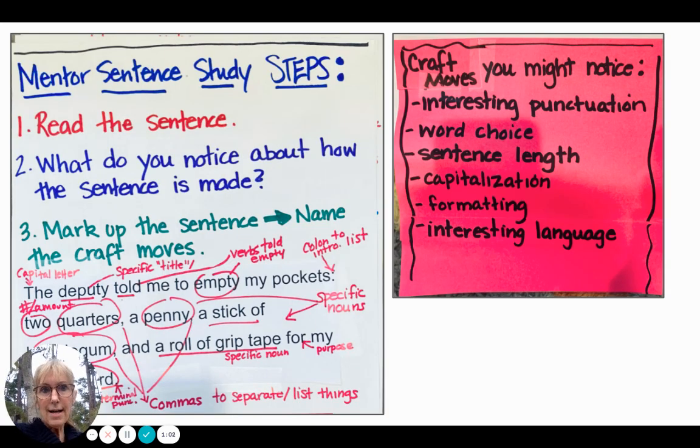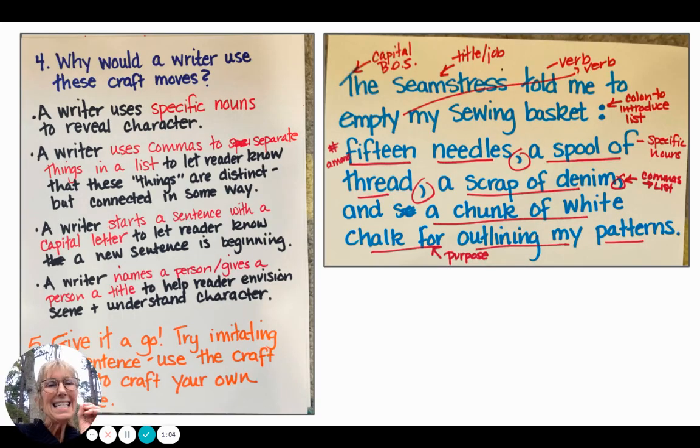And once you mark it up and notice those craft moves, the next step, which is really important, is to jot down author's purpose. Why did they use these craft moves? So, for example, a writer uses specific nouns to reveal character. If that's the purpose, when I have the same purpose, I can use those craft moves. So when I'm trying to reveal character, I can use specific nouns.